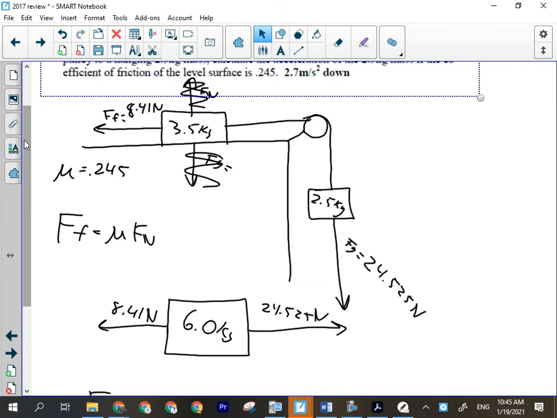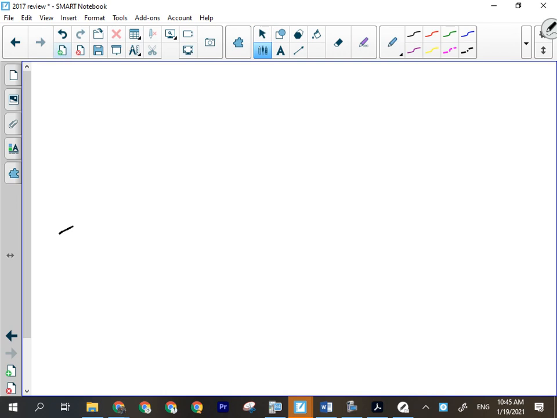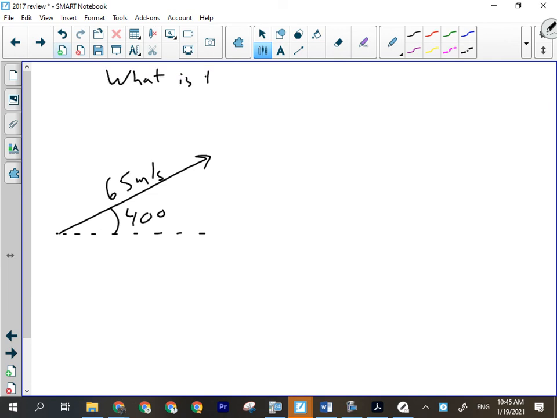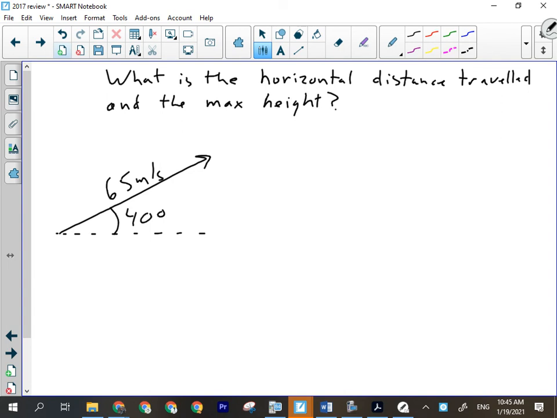Okay, cool. Projectile motion, okay. I'll give you guys a little bit of time to try that one on your own before I do it. What? 65 or 6.5? That is 65.